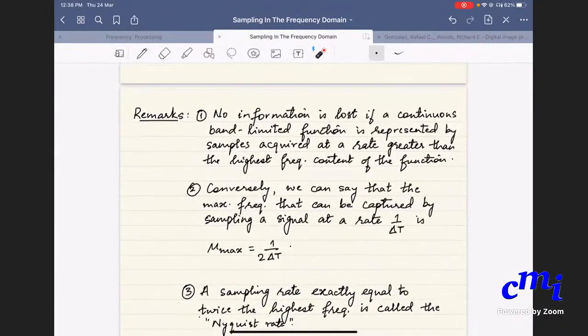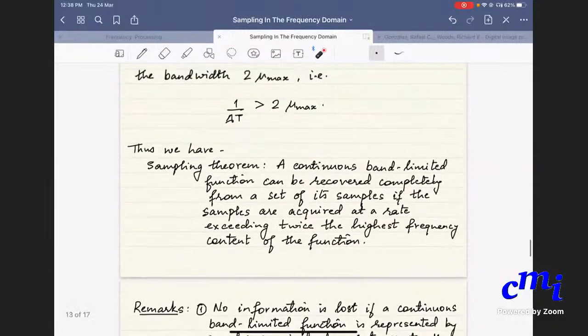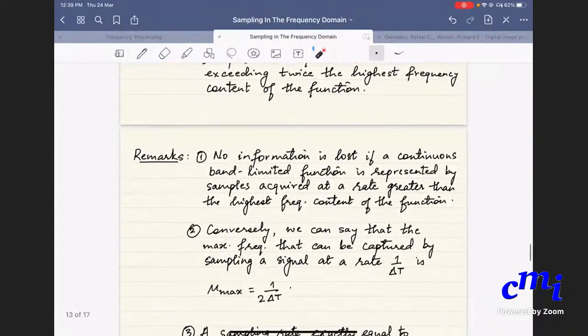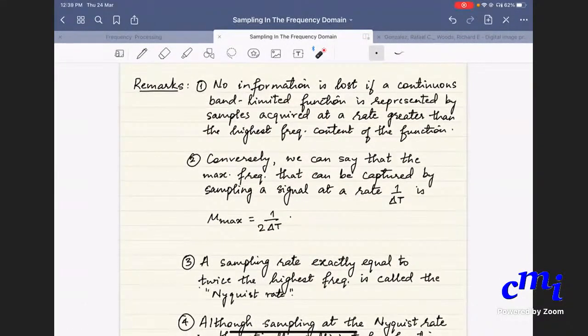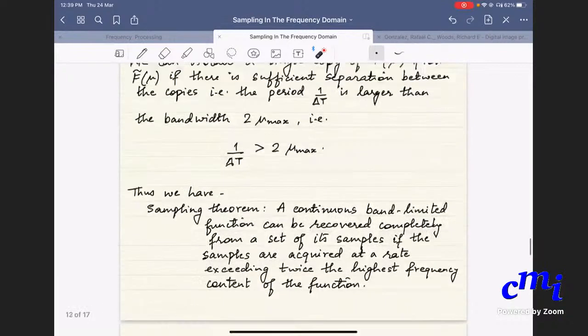One, what this is all saying is that if you have a continuous band limited function represented by samples acquired at a rate greater than the highest frequency content, that means if you follow this, then no information is lost. Everything can be recovered. Conversely, we can say that the maximum frequency that can be captured by sampling at this rate is u max.